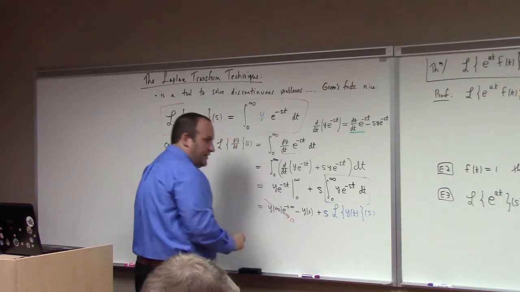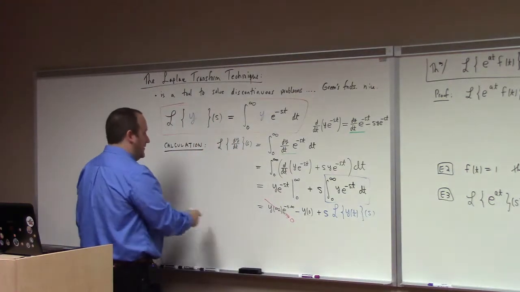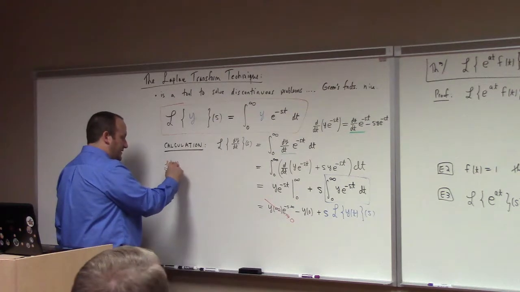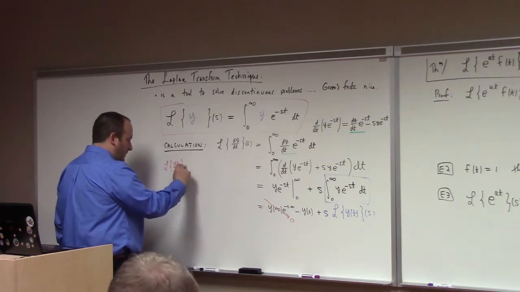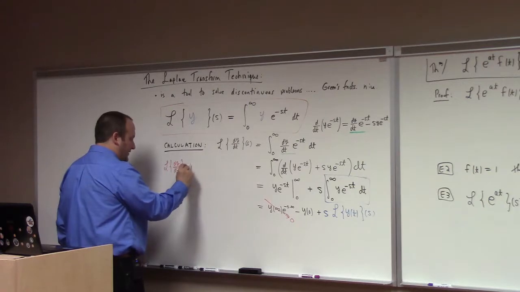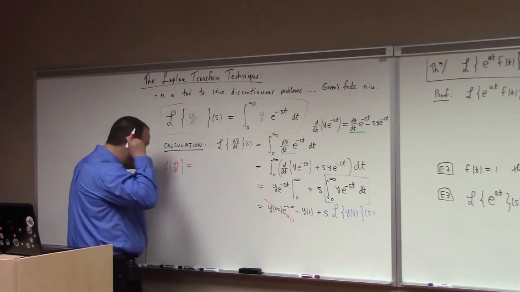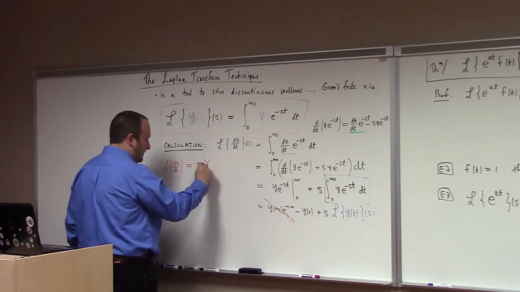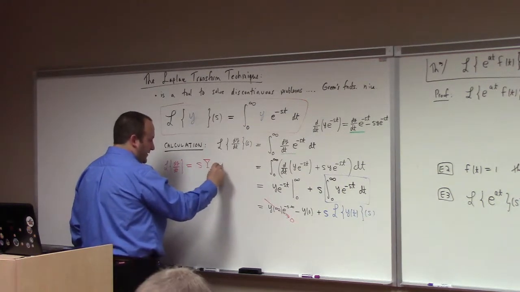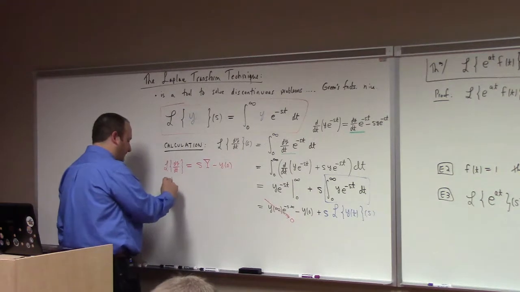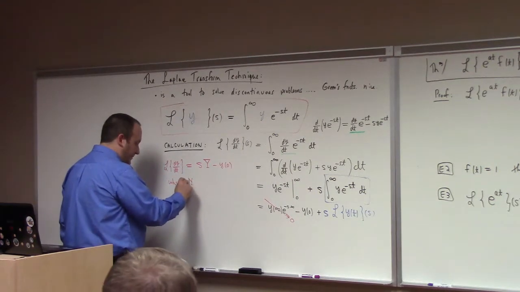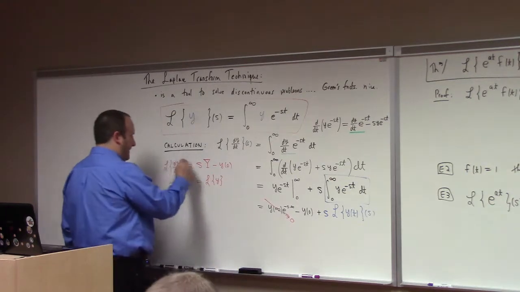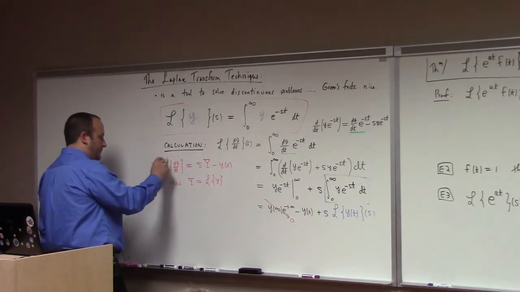gone. And what we found, just to summarize, is that the Laplace transform of dy dt is equal to s times big Y minus y of 0, where big Y is equal to the Laplace transform of little y. So this is the theorem.